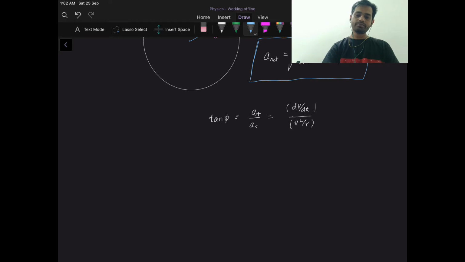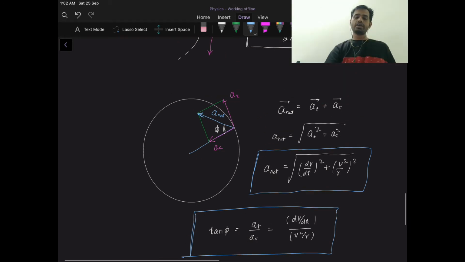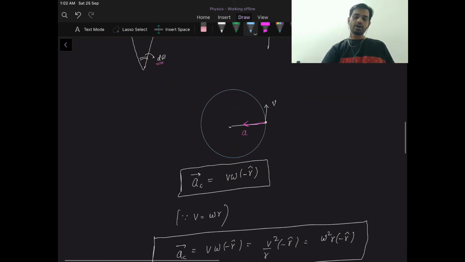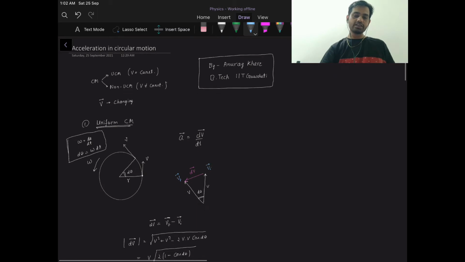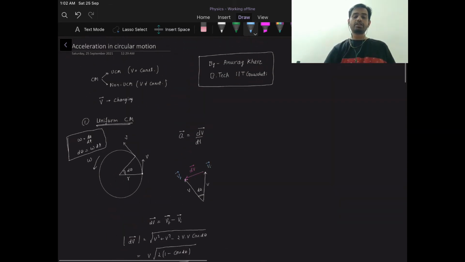So we got these two formulas. Here we got everything: the direction of net acceleration and the total acceleration. So this is how we can determine acceleration in case of circular motion. This is one of the methods of calculating acceleration in circular motion. There is another method, the vector method, to calculate the same acceleration in both cases.